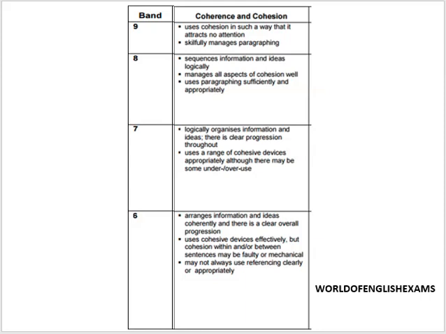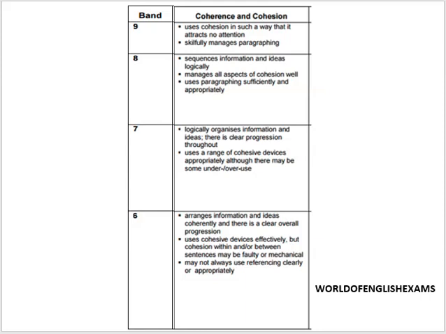Logically organizes the information. Have you observed the key, guys? So a person who is getting a band 6 arranges the information. However, in order to get a band 7, you have to be really logical in organizing the information. There is a clear progression throughout. Uses a range of cohesive devices. Please note this point. Uses a range of cohesive devices appropriately, although there is some overuse or underuse, which means you are using too many cohesive devices, or very less number of cohesive devices. Then the score will be a 7.